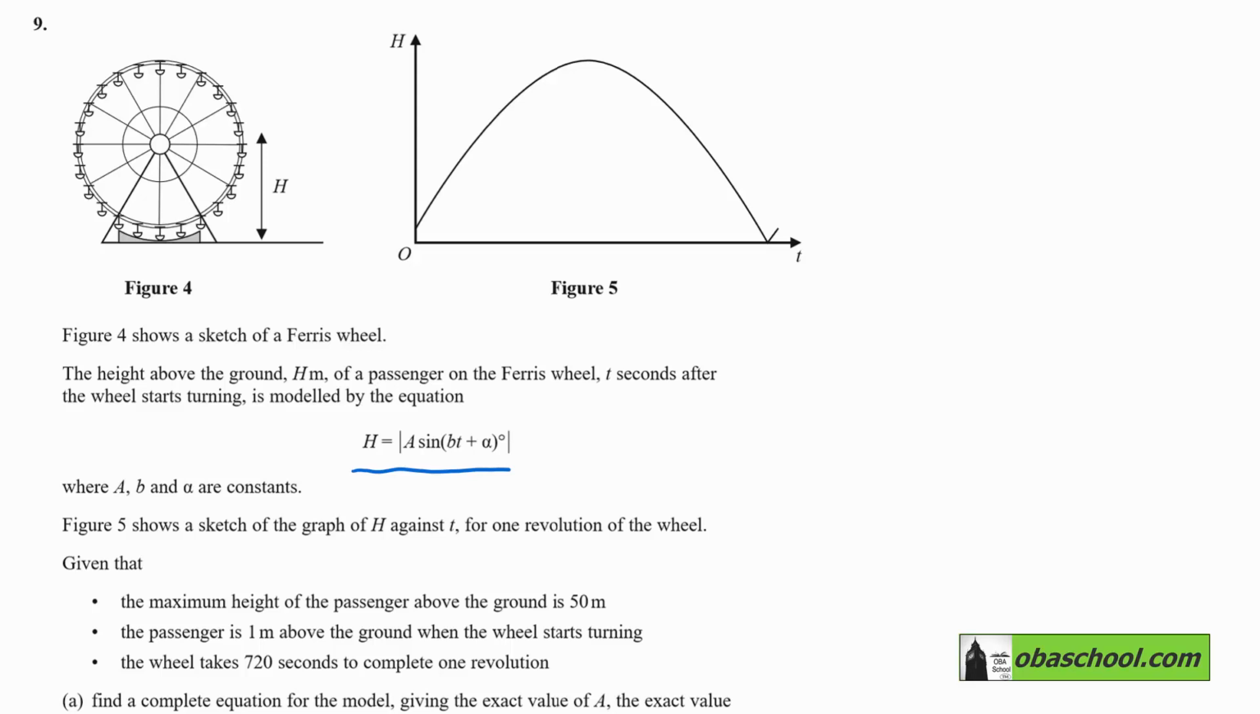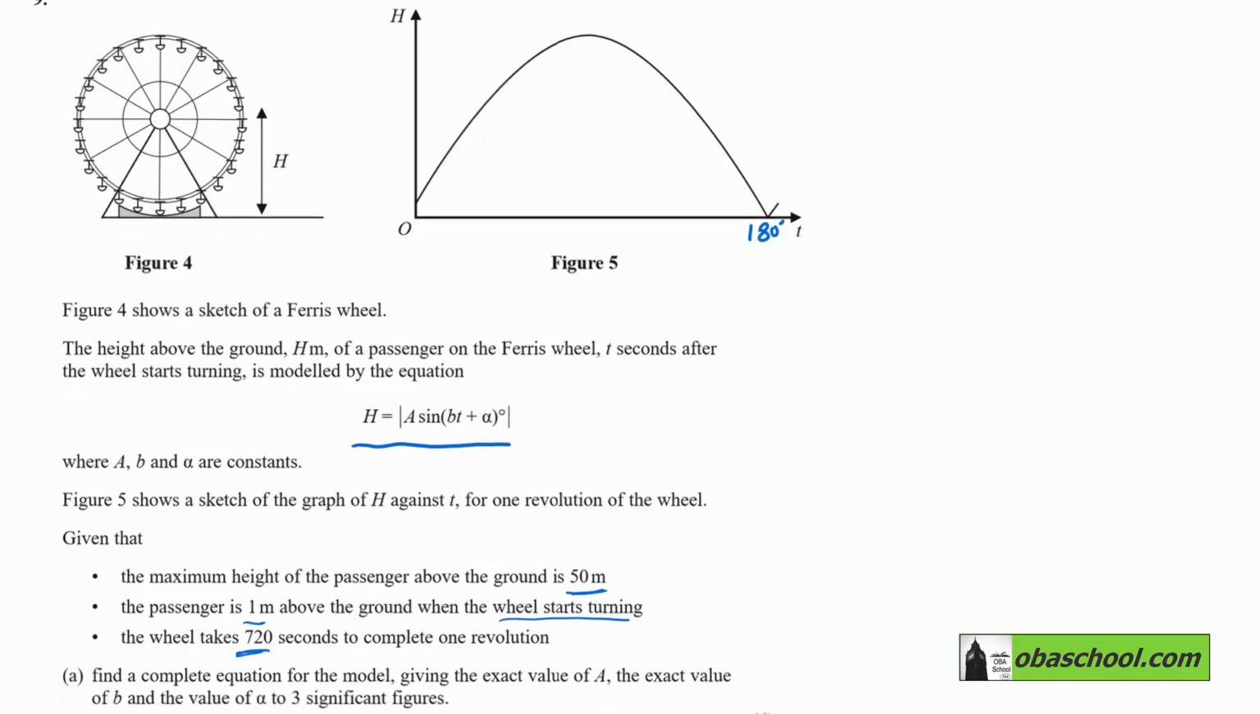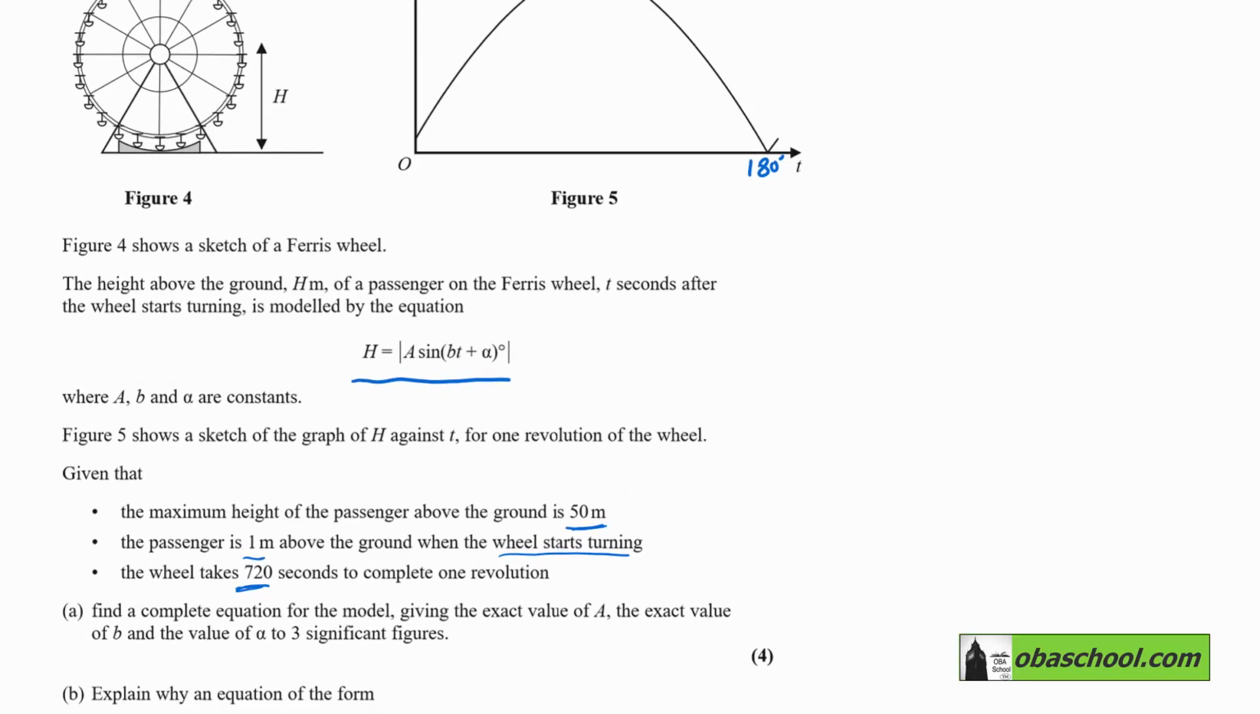Figure 5 shows a sketch of the graph h against t for one revolution of the wheel. Important to note that this must be at 180 degrees, where it gets back to there. So, given that the maximum height of the passenger above the ground is 50 meters, the passenger is 1 meter above the ground when the wheel starts turning, and the wheel takes 720 seconds to complete one revolution, we want to find a complete equation for the model. In other words, we want to find the values of a, b, and alpha.